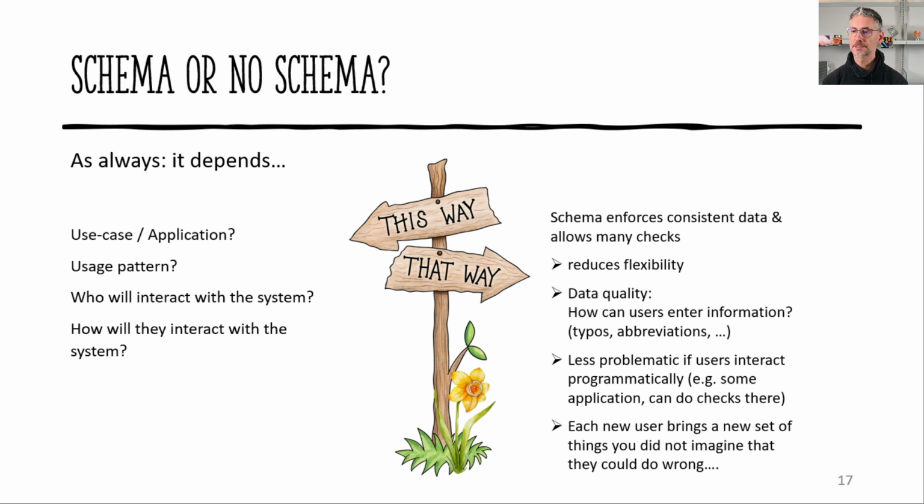The schema enforces consistent data and allows many checks, and this is a plus in many applications, but it also reduces flexibility. It helps with data quality because you can control more fine-grainedly how users can enter information, but that's less problematic if you capture most of the information automatically without much user interaction anyway. Remember that each new user brings a new set of things that you did not imagine a user could do with the system. So you really need to think about where do you require flexibility and where is it better to only limit the choice users can make.